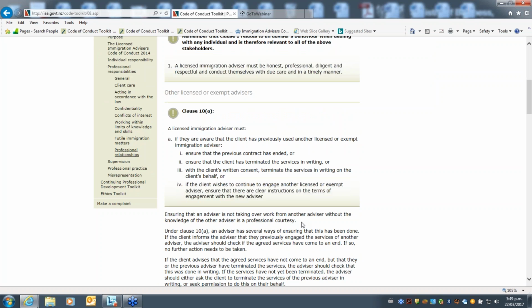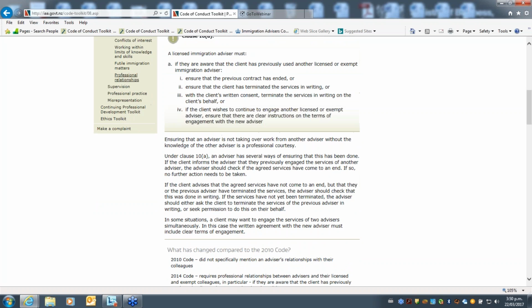So 10A talks about where clients have used another advisor. They need to ensure that the previous contract has ended, or that the client has terminated the services in writing, or with the client's written consent terminate the services in writing on the client's behalf, or if the client wishes to continue to engage two people at once, that there are clear instructions on the terms of engagement with each advisor. So that's something to be aware of if you know that you're taking over a client who has previously dealt with another licensed or exempt advisor.